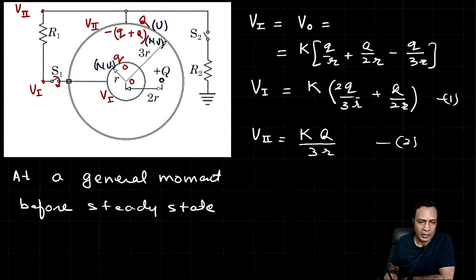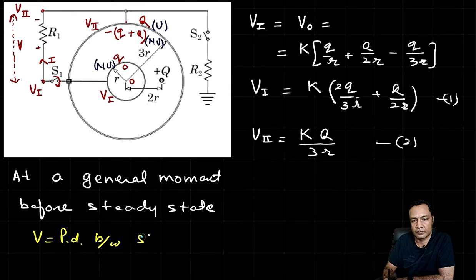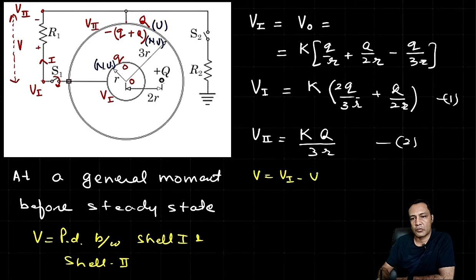Second equation. And I want to write the potential difference. Suppose the current flows something like this. So this is higher and this is lower, so this is plus and this is minus. So I just want to write the potential difference between shell 1 and shell 2. So let V be the PD between shell 1 and shell 2. So V would be how much? V1 minus V2.